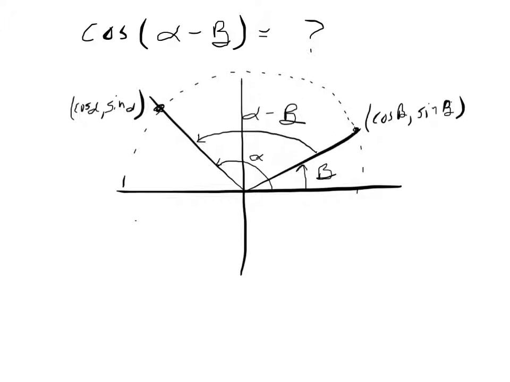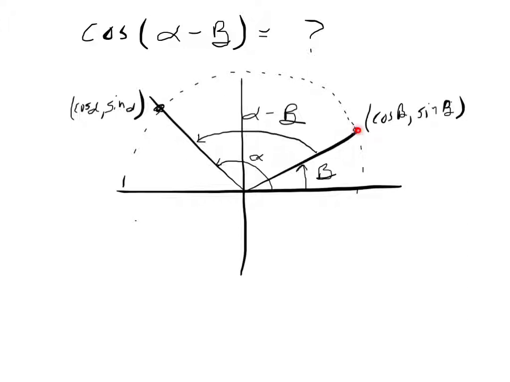To do that, we're going to locate our angles alpha and beta conveniently on the unit circle in standard position. So here I'm going to rotate up, and here's my angle beta, and here I'm going to rotate over, and here's my angle alpha. So the angle alpha minus beta is going to be this angle right here.